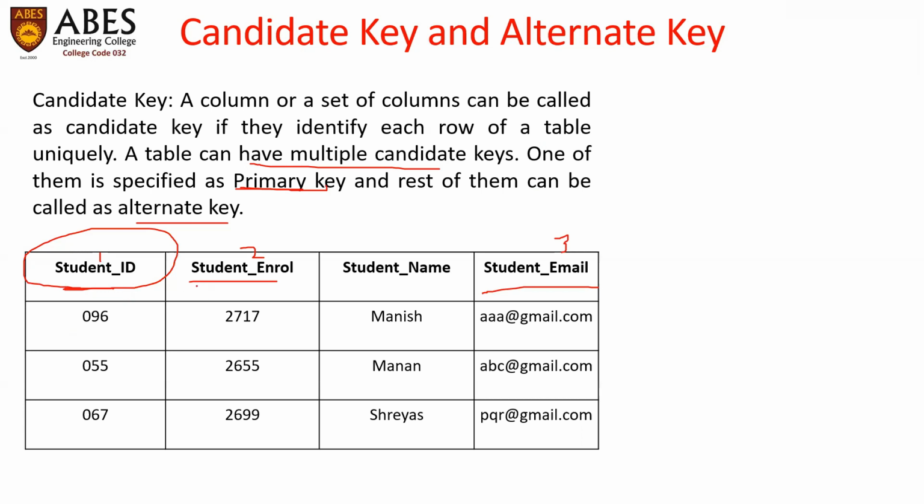And the remaining keys, like this one and this one, these will form the alternate keys. So the remaining keys that are not the primary key are known as the alternate keys. So this is the concept of candidate key and alternate key.